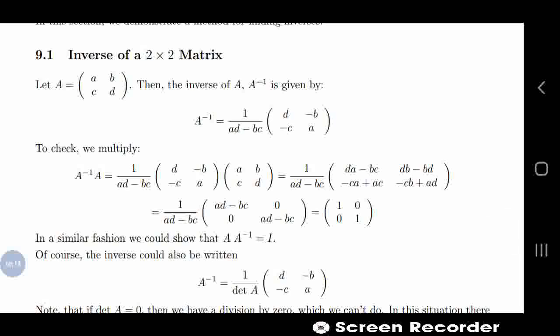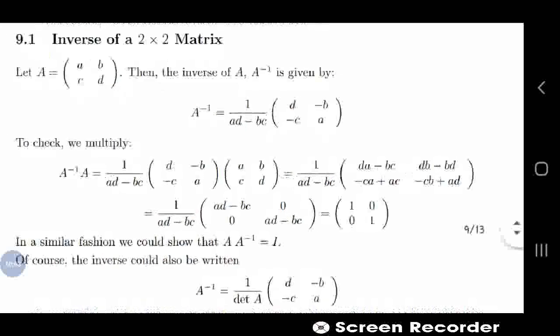Then you have to do D into minus C, that you have to put here, and then you have to put A comma B, C comma D. Next you have to take 1 by AD minus BC. Then you have to put both the things, DA minus BC, and next you have to take minus, so next you have to take DB minus BD, like that only.